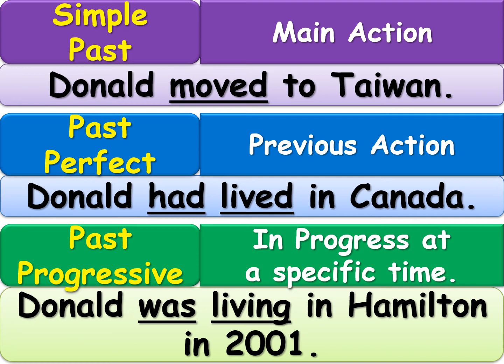So Donald moved to Taiwan is the main action. Before that, Donald had lived in Canada. And past progressive: Donald was living in Hamilton in 2001. And Hamilton is in Canada.